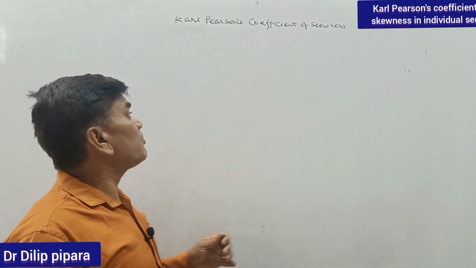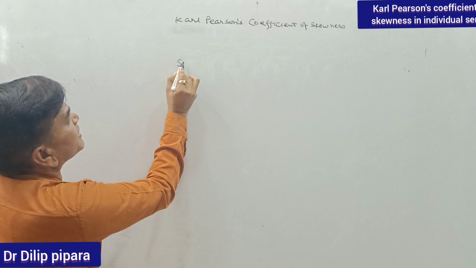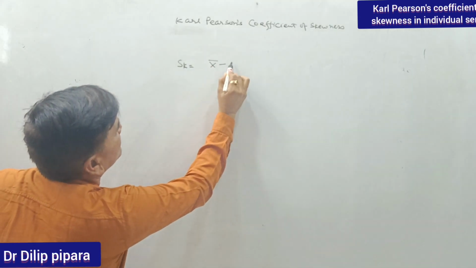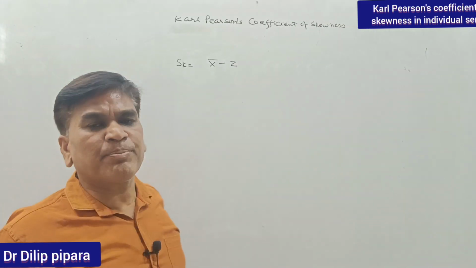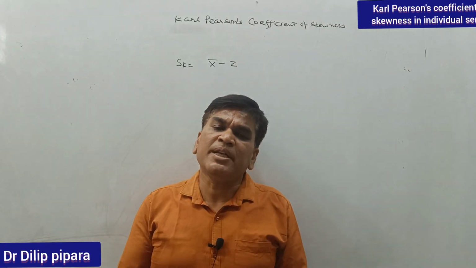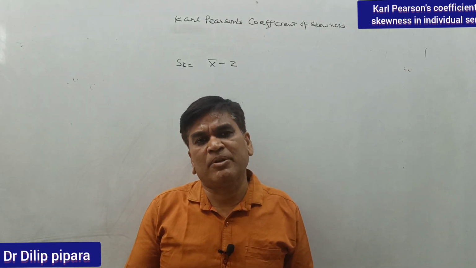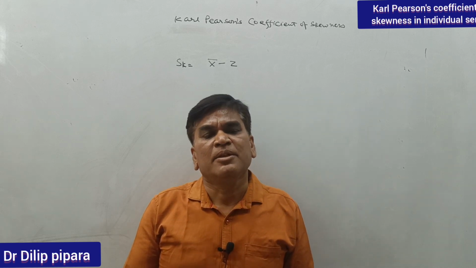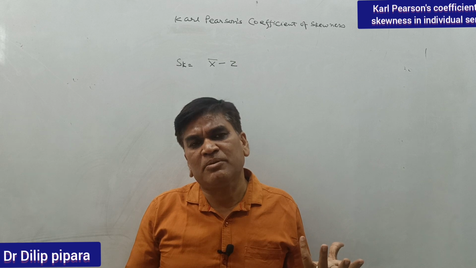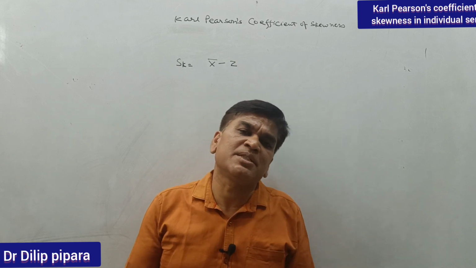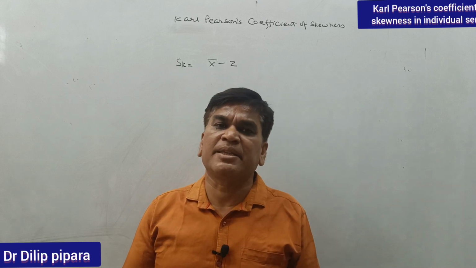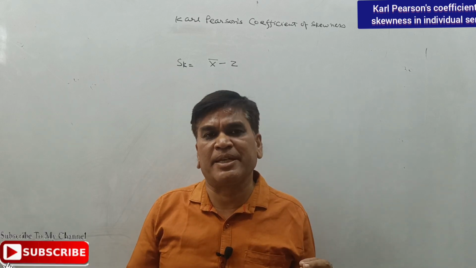The skewness of Karl Pearson, SK, is very simple: x bar minus z. We already know how to calculate x bar, and we already know how to calculate the modal value and the arithmetic mean. So the skewness is nothing new. Skewness is just the difference between x bar and z.